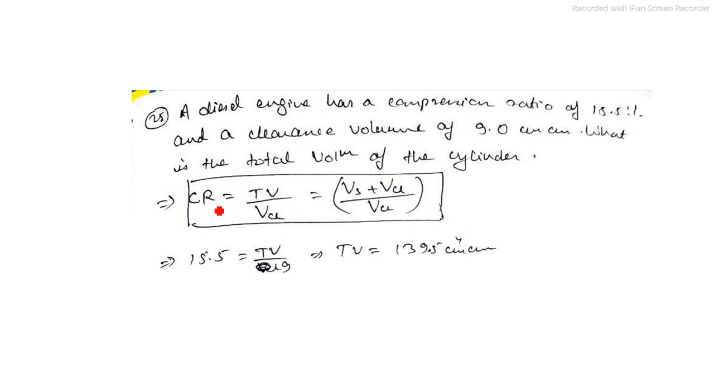So now, the compression ratio is given as 15.5. Then the total volume we have to find out, and then the clearance volume. The clearance volume is given as 9 cubic centimeter. When the clearance volume is given, we can find the total volume. Just remember, compression ratio is equal to total volume of the cylinder by clearance volume, and we can write total volume as the swept volume plus the clearance volume.